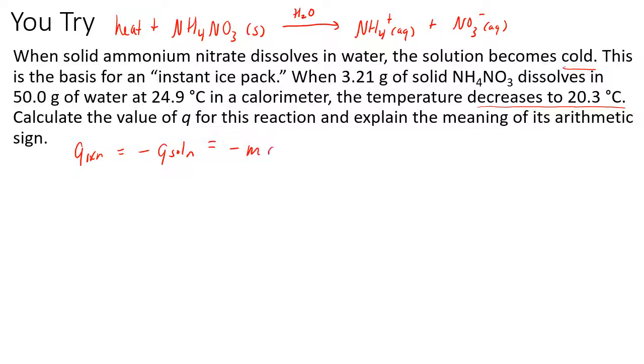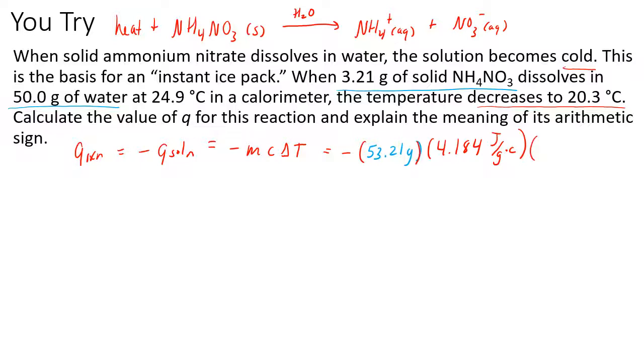So we'll have negative mc delta T again. The mass that we plug in is going to be the total mass. We have to include the mass of our solid ammonium nitrate as well as the mass of our water. So we had 50 grams of water and 3.21 grams of our solid, so we're going to have 53.21 grams for our mass. Our specific heat, we still made an aqueous solution, so we can still assume it's the same as water, 4.184 joules per gram degrees Celsius.